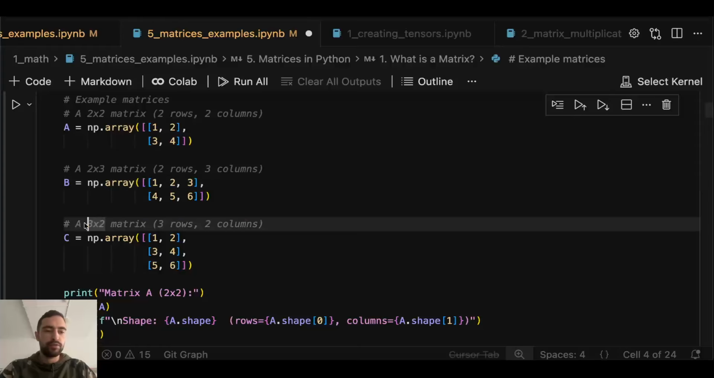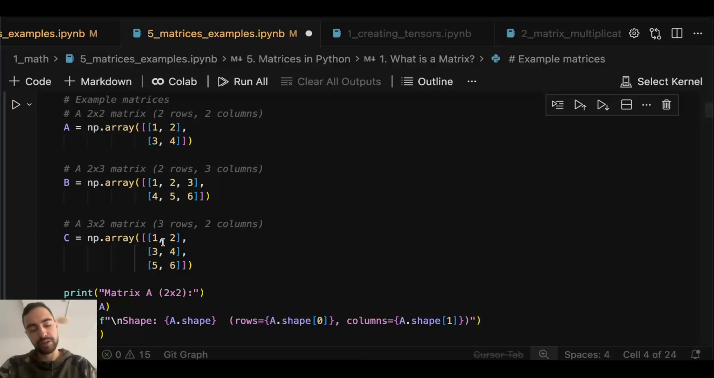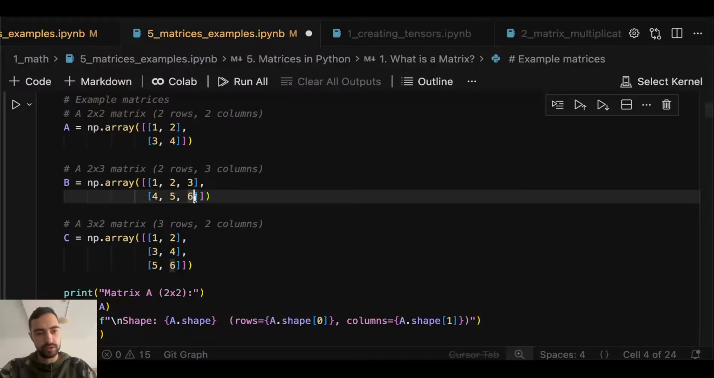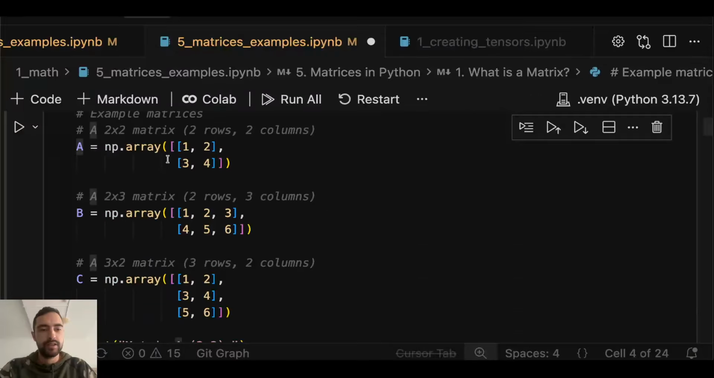And this is an example of a 3 by 2 matrix. So 3 rows, 1, 2, 3, and 2 columns. Now these rows and columns are going to take some time for you to understand intuitively and quickly. Like a 2 by 3 matrix, 2 rows and 3 columns. So we can print the shape of the matrix. So A matrix, it's this one. So the shape here is 2 by 2.